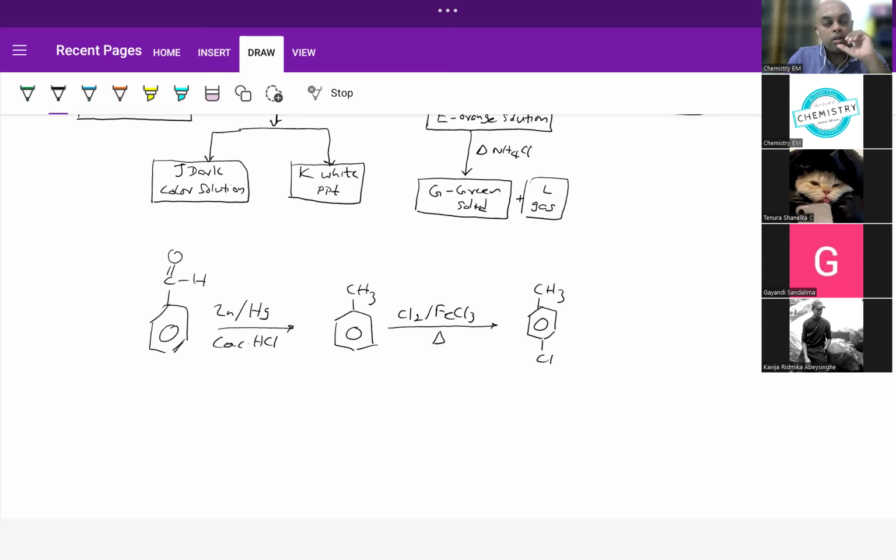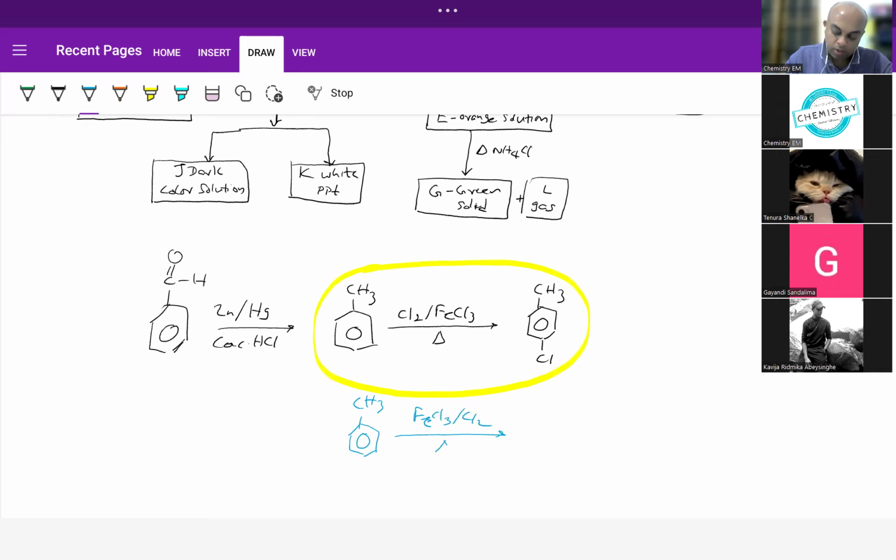So you may argue why I am not mentioning the ortho position. The ortho position is also there, right? Actually, if you consider this reaction, CH3, when you add Cl2 with FeCl3 or Fe dust, and when you heat this, these are the products that you can see. This is one product, and we can see the para position one as well. And also there is another one.